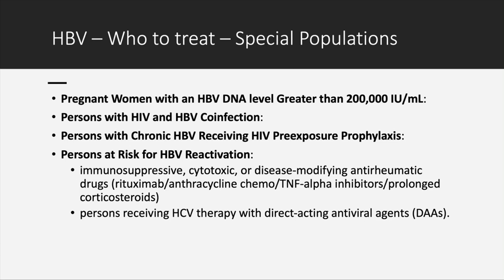The patients are nice. Their clinical conditions are annoying. Persons at risk for Hep B reactivation. People taking immunosuppressive therapy, cytotoxic therapy, disease-modifying antirheumatic drugs. The big things that we worry about, things like rituximab, anthracycline-containing chemo, TNF-alpha inhibitors, and even prolonged corticosteroids for more than a month. Any of those folks with evidence of chronic Hep B are at risk for reactivation.